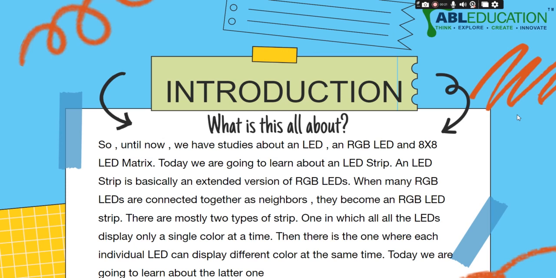So basically we have learned about 8x8 LED matrix, and today we are going to learn about this LED strip. So basically LED strip is an extended version of RGB LEDs. Firstly we have one LED which has two terminals, then we have an RGB LED which has four terminals and which consists of three colors: red, green and blue. And if you combine multiple RGBs into a single line, then it becomes an RGB strip.